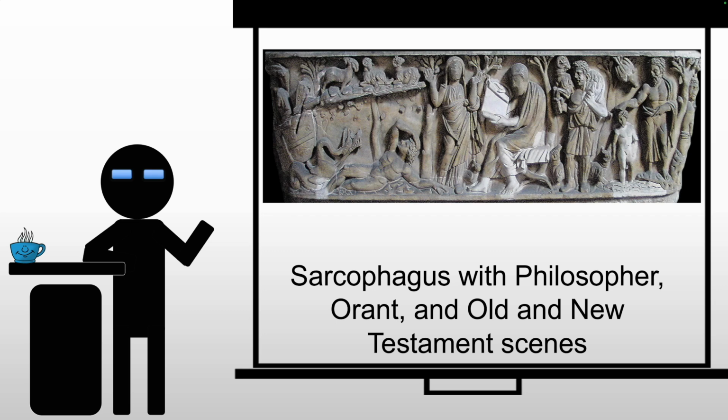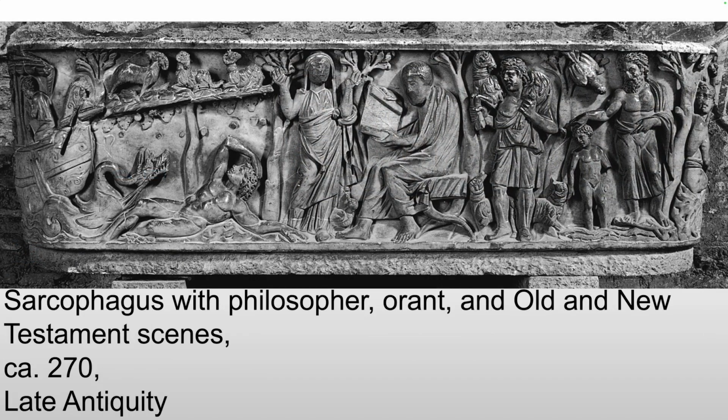The sarcophagus with philosopher, orant, and Old and New Testament scenes is done for a wealthy patron at some point along the line. And what we see are wealthy patrons who may be pagan, Jewish, or Christian. And we're going to see images on these sarcophagi that are going to play off of all of those traditions. They're going to be legible in different ways. This one is carved on marble.